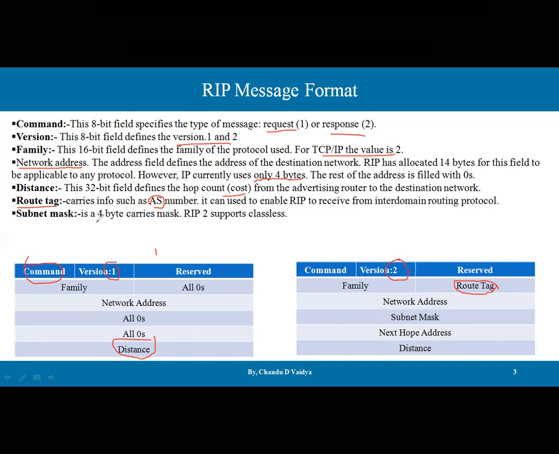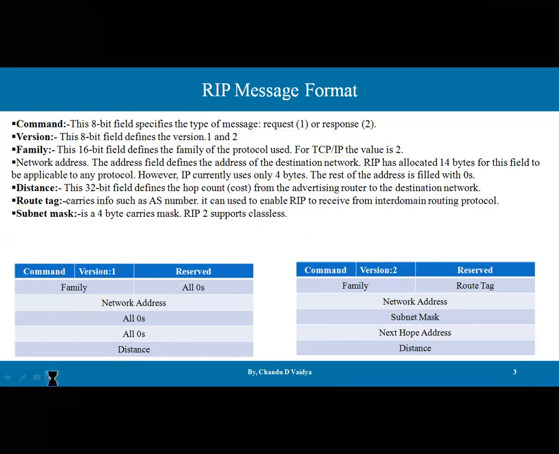Then subnet mask, a 4-byte field which carries the mask, and RIP supports classless addressing. So on the basis of the value of the slash CIDR notation, this RIP version 2 is going to follow it. Okay, so classless support is the best quality of RIP2.